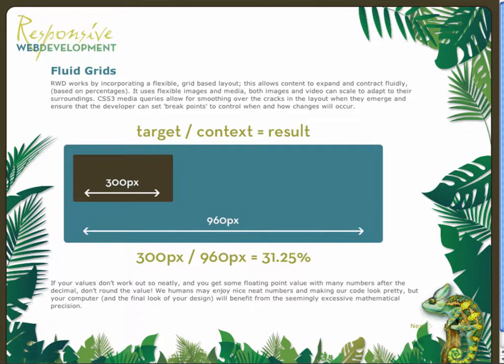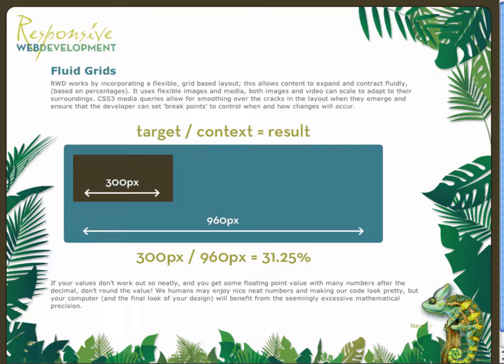Sometimes the values aren't going to work out super neatly and you'll get some weird floating point value with many, many numbers after the decimal. It's going to look like a relative of pi or something like that. You don't want to round the value the way you probably normally would. Humans like to enjoy nice, neat numbers and want everything to look pretty and tidy, but the computer, which is going to be rendering the final design, is going to benefit from really excessive mathematical precision.